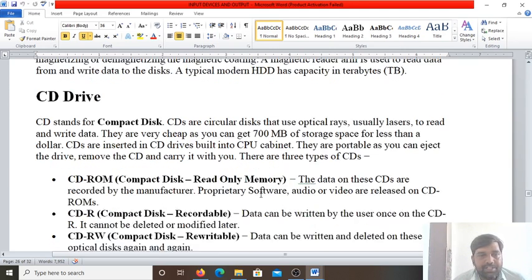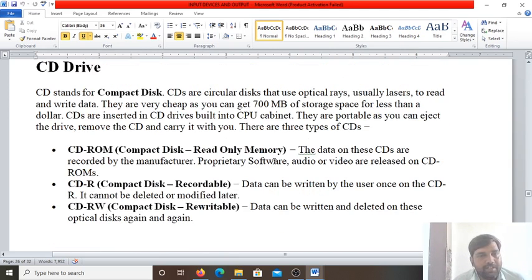So there are three types of CDs. CD-ROM, compact disk read-only memory: here you can write only one time and read it many times. The data on these CDs is recorded by the manufacturer only, and proprietary software, audio and video are released on CD-ROMs only.